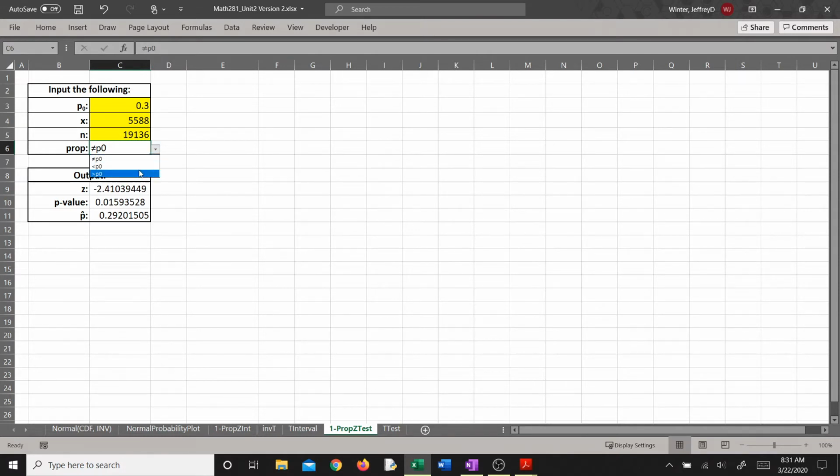And this was a left tail test, so we need to select the middle option here. And notice that this gives us the test statistic. The p-value is also very close to 0.008. And the p hat is just the sample proportion, which again was stated in the problem.